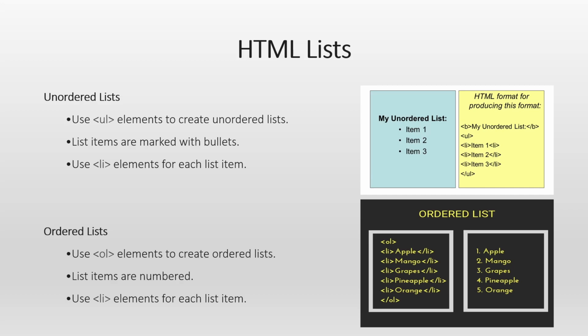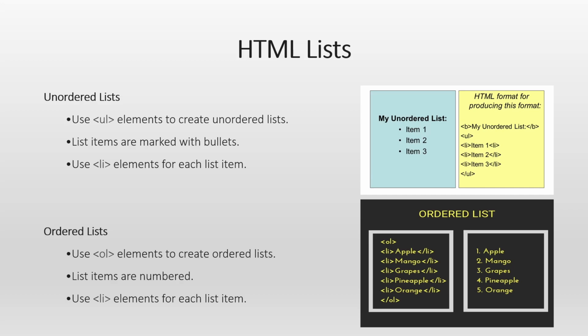Next, list. Okay, HTML list. Suppose, for example, you are creating a courses website. For that purpose, you want to list the number of courses. So at that time, you are going to use a list, an HTML list. In HTML list, there are two kinds of lists: unordered list and ordered list.